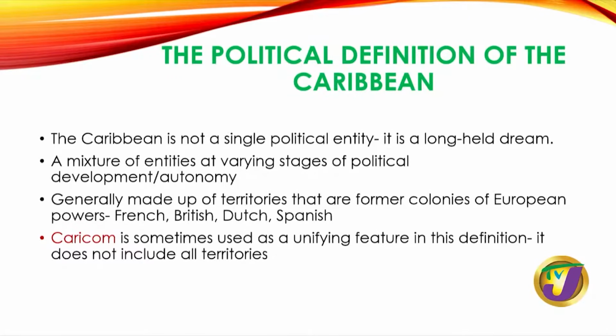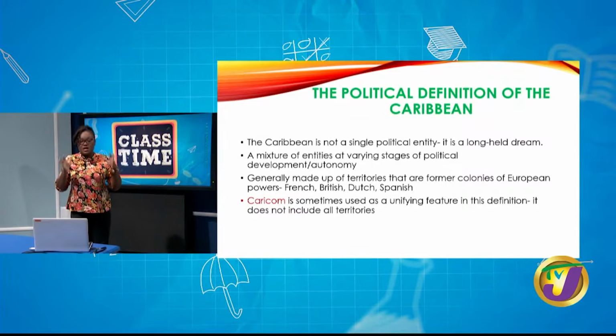Now, when we talk about political, we're talking about governance, structure, and that kind of thing. The Caribbean is not a single political entity. In other words, you cannot group us all together and say the Caribbean and we are one political nation, and we all vote for one president or prime minister or whatever it may be. No, that is not the case. The Caribbean is a myriad of different islands, mainland territories, and so on, and they all have different political happenings. All right? So it's a mixture.